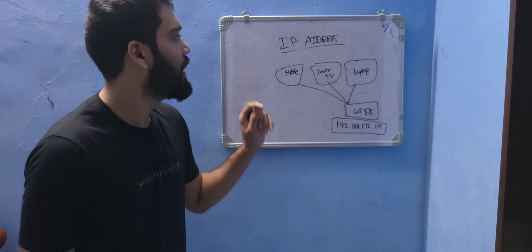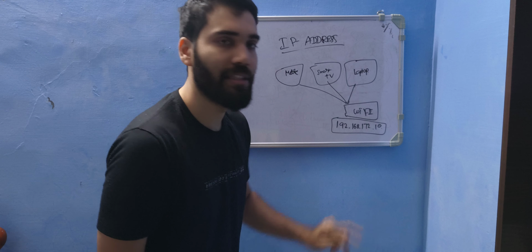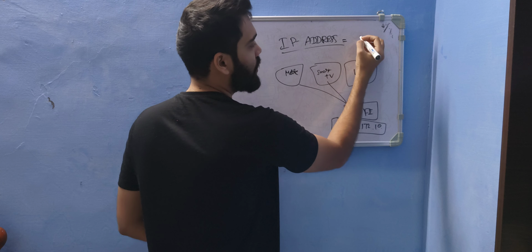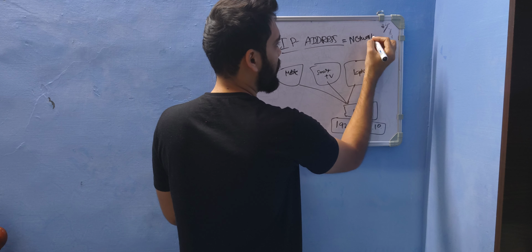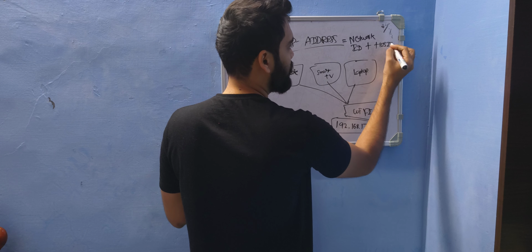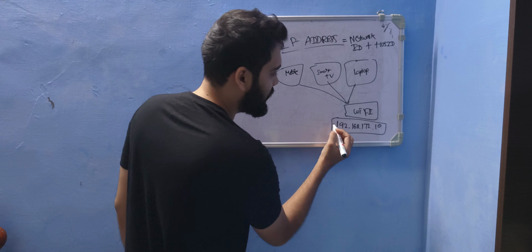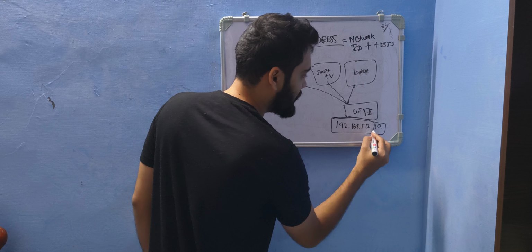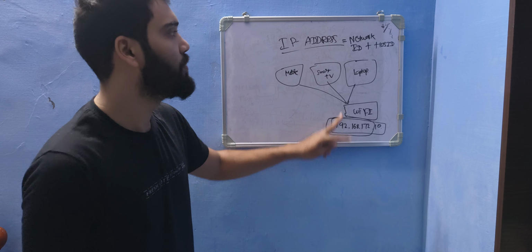Now we are going to see what these four numbers represent. First, an IP address contains two things. The first one is network ID, plus host ID. What is network ID? The first three numbers which we have here, 192.168.172, are the network ID.